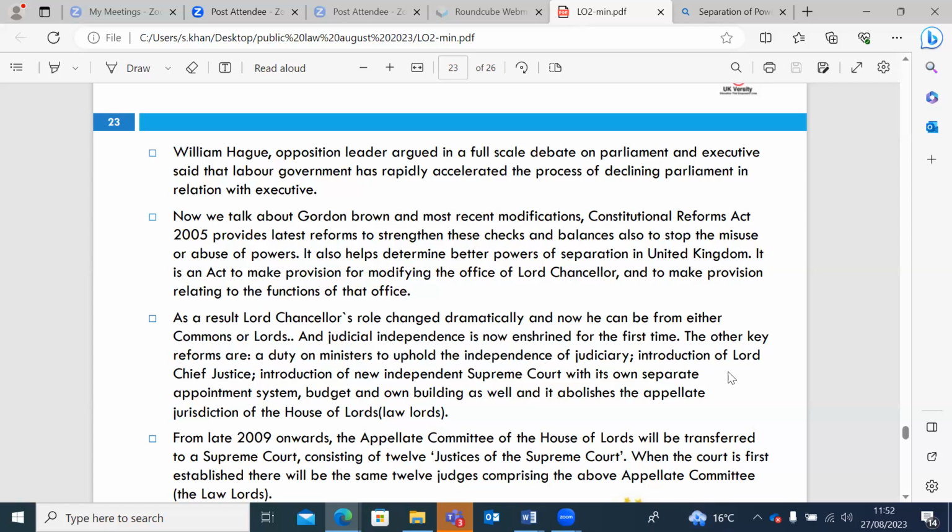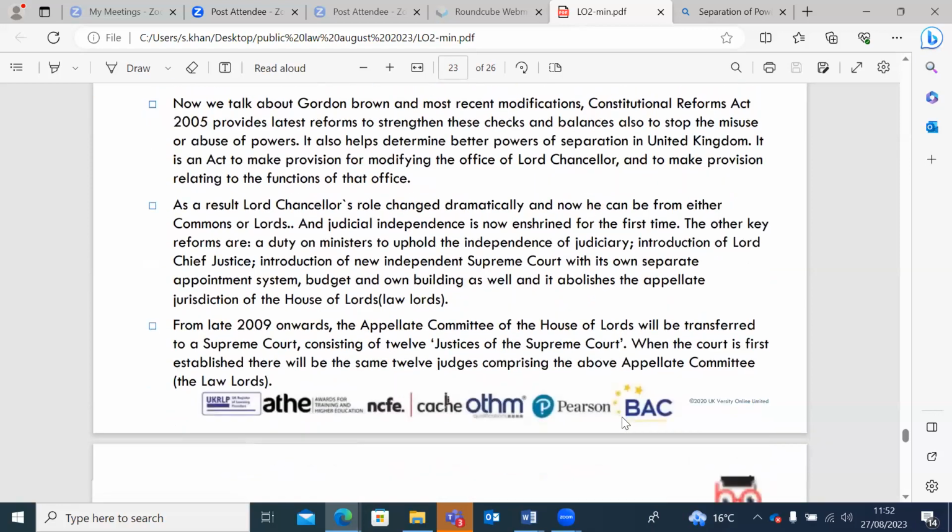And judicial independence is now enshrined for the first time. The other key reforms are duties on ministers to uphold the independence of the Judiciary, including introduction of the Lord Chief Justice, and introduction of a new independent Supreme Court with its own separate appointment system, budget and own building, as well as it abolishes the appellate jurisdiction of the House of Lords.